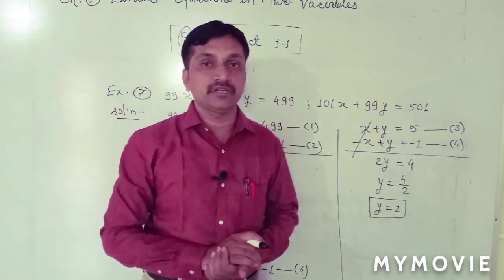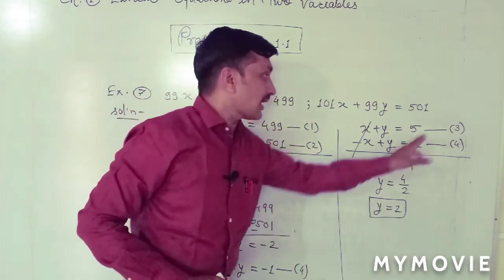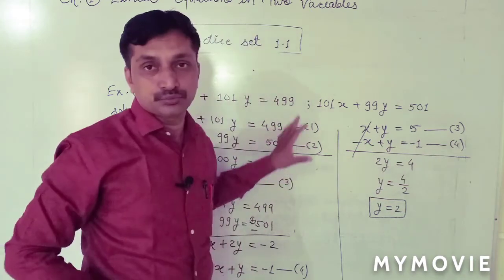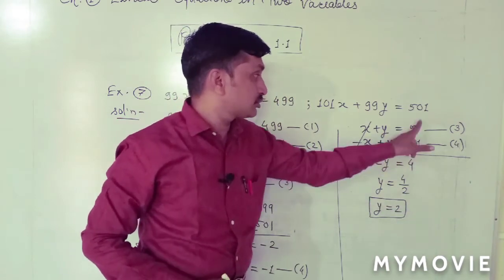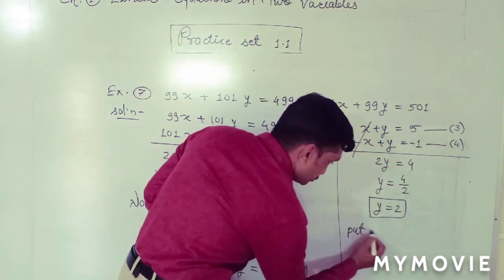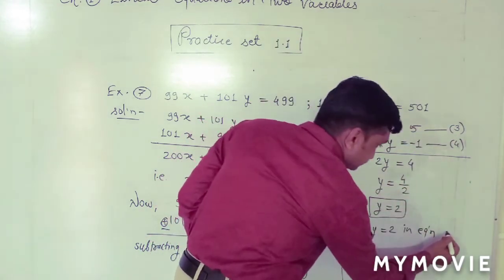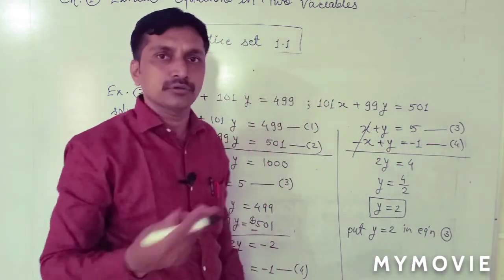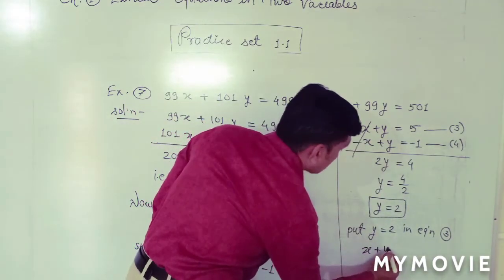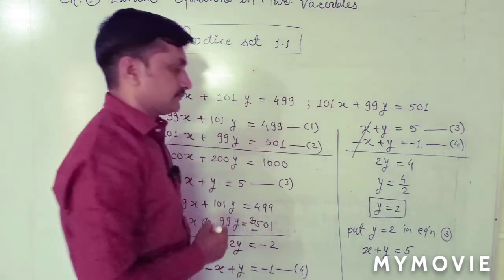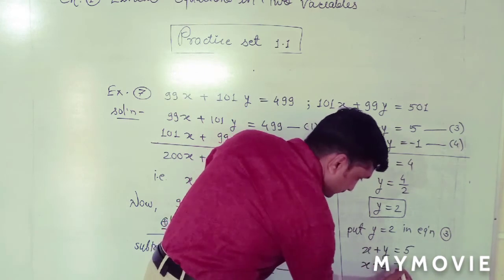We got the value of one variable, that is y. To find the value of x, put this value either in 3 or 4. Now don't put it in 1 and 2. These equations are very complicated. Now these are easy, simple. Put in 3 or 4. Put y is equal to 2 in equation 3, or in 4 you can put. Now again I write x plus y is equal to 5. This is equation number 3. Put this value here. x plus 2 is equal to 5.